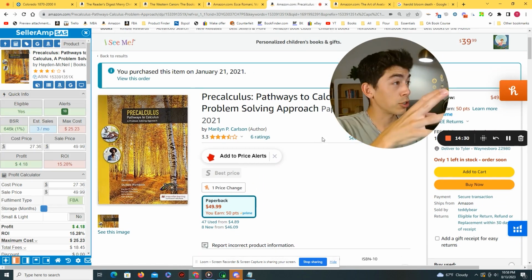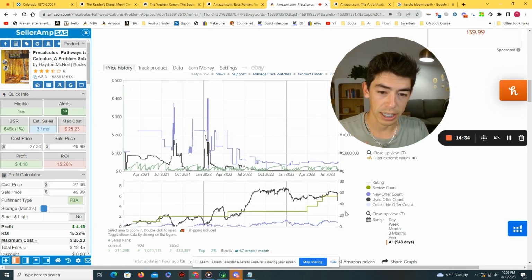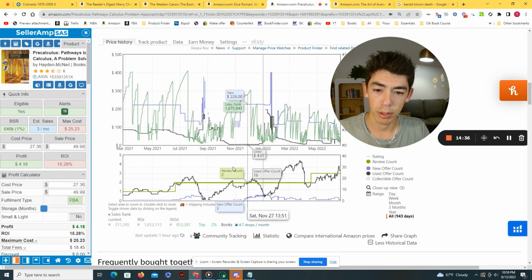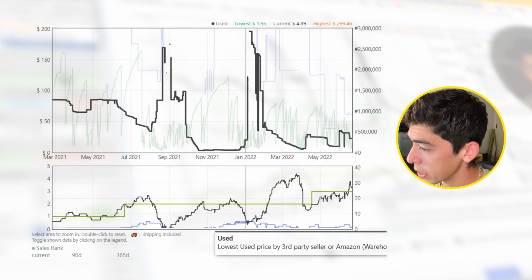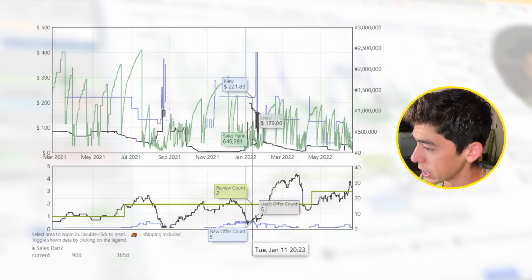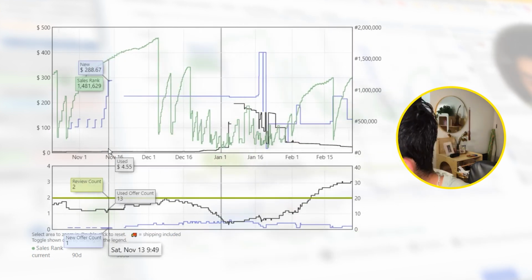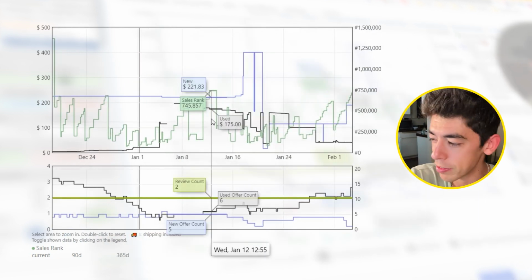Now, let me show you an example of a book that you would have got burned on if you bought this. So if we look at the last 943 days, this is a book that looked like it had some great seasonality. It looks like in July and also in January, we see the sales rank improve. We see the price increase. So this looks like a textbook. Look how crazy this was. You could have bought this book for $4 or $5, then you can see it inflated in January up to $175.